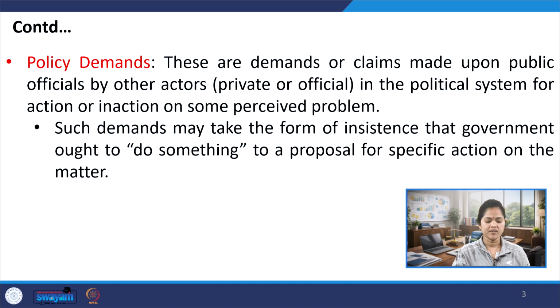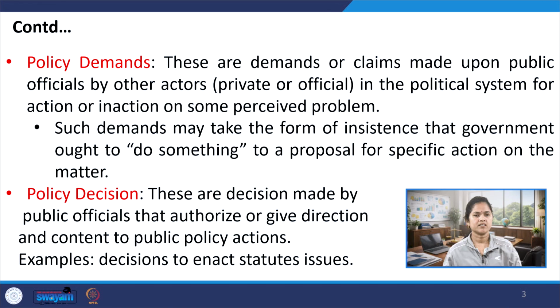So what exactly is the policy demand? As I told you in the previous class, policy demands are the claims, or a kind of request or pressure by definite groups or sections of the society. So these policy demands are the demands or claims made upon the public officials by other actors in the political system for any kind of expected action or even inaction on some perceived problem. When you think about this policy demand, such demands may take the form of insistence that the government ought to do something, or a particular proposal for specific action on a particular matter. So that defines what is policy demand. These needs are in the form of demands or requests or claims by definite sections.